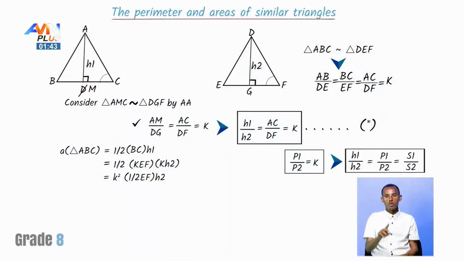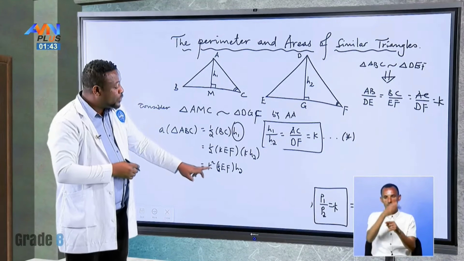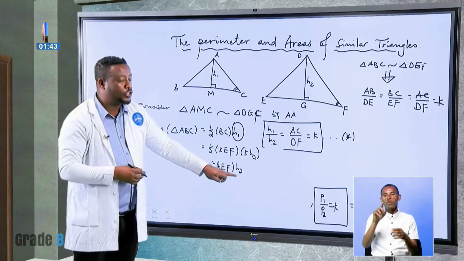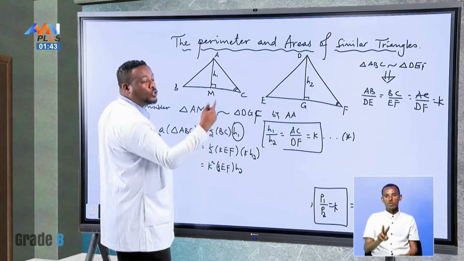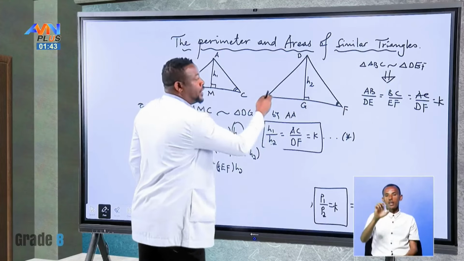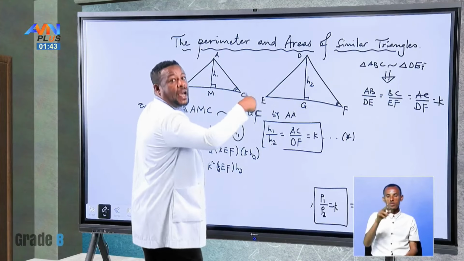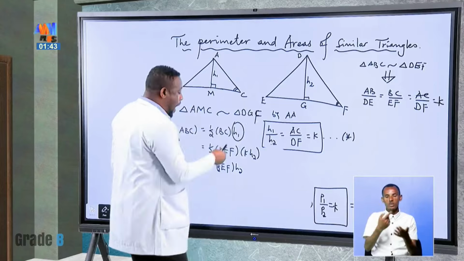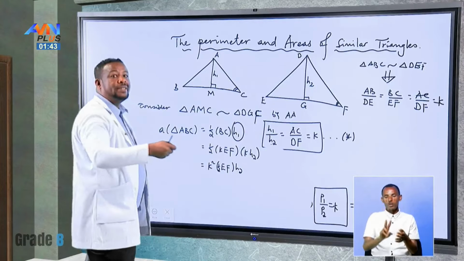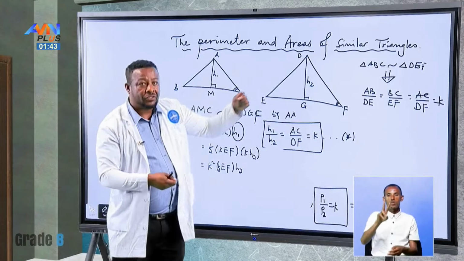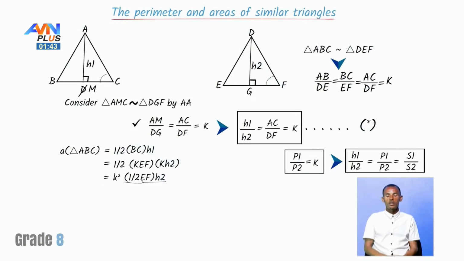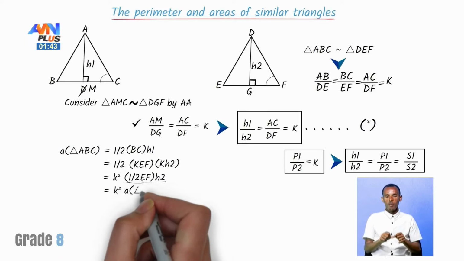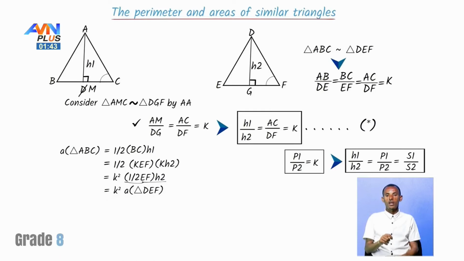But there is also a half here. So this is exactly the same as K squared times half of EF times H2. But half of EF times H2, where EF is this one and H2 is this one, means the area of triangle DEF. So in place of this, you can substitute the area of triangle DEF.